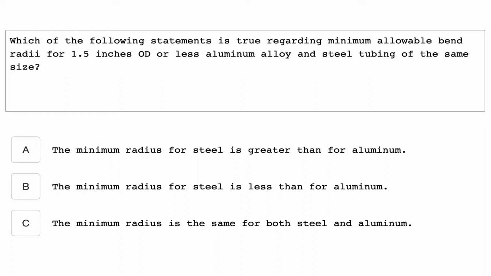Which of the following statements is true regarding minimum allowable bend radius for 1.5 inches OD (outside diameter) or less aluminum alloy and steel tubing of the same size? The minimum radius for steel is greater than for aluminum.